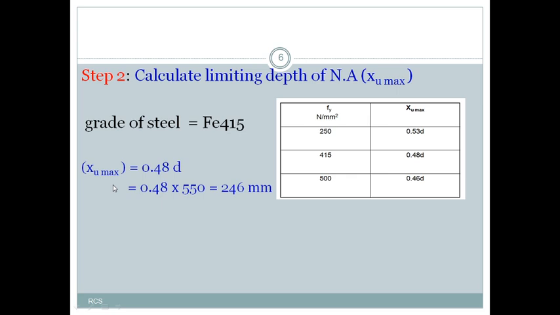Then Xu max, equal to the limiting depth of neutral axis, I can say the maximum depth of neutral axis, is equal to 0.48D, and D in the problem is given as 550 mm. If you multiply 0.48 with 550, then we will get 246 mm as the limiting depth of neutral axis.